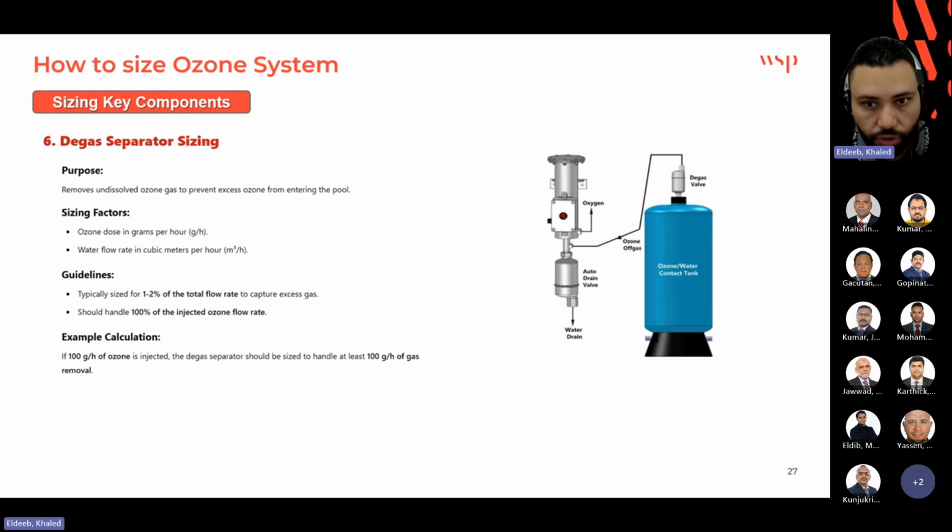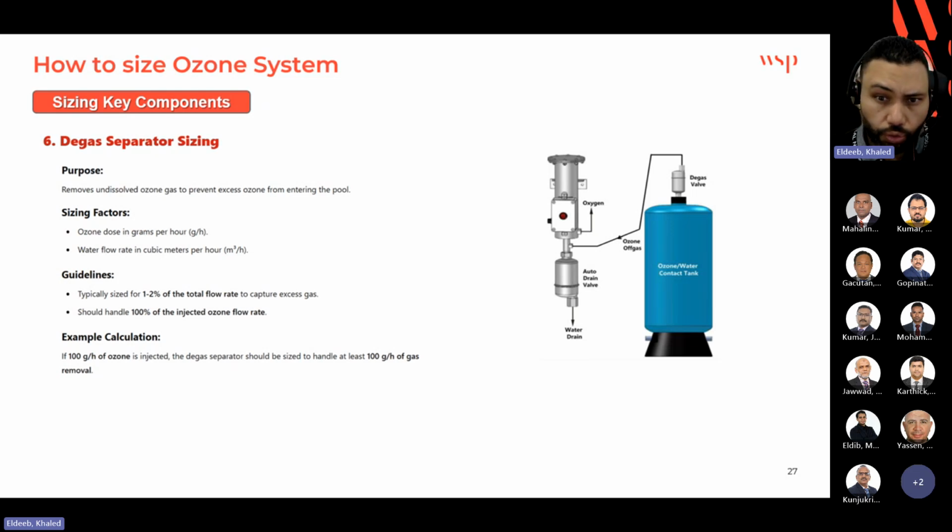Okay, so the first option we have here, the off gas destruct unit, the one that we use with the mass transfer tank, the one that we explained 2 slides back. The purpose of this gas destruct unit is to remove excess ozone gas by converting it to oxygen. So the O3 we convert to O2, we return it to O2 back again.